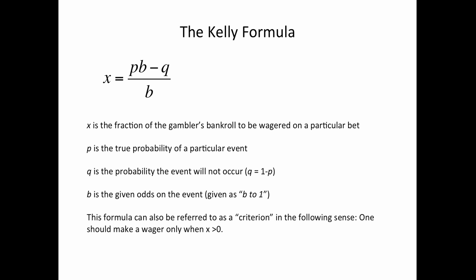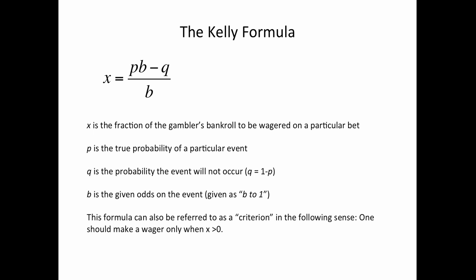So in that paper, you find this formula. It's called the Kelly formula. X is the fraction of the gambler's bankroll that's going to be wagered on a particular bet. P is the true probability of a particular event. Of course, that may be difficult to determine, but P represents that true probability. Q is the probability the event will not occur, and so always Q is just 1 minus P.